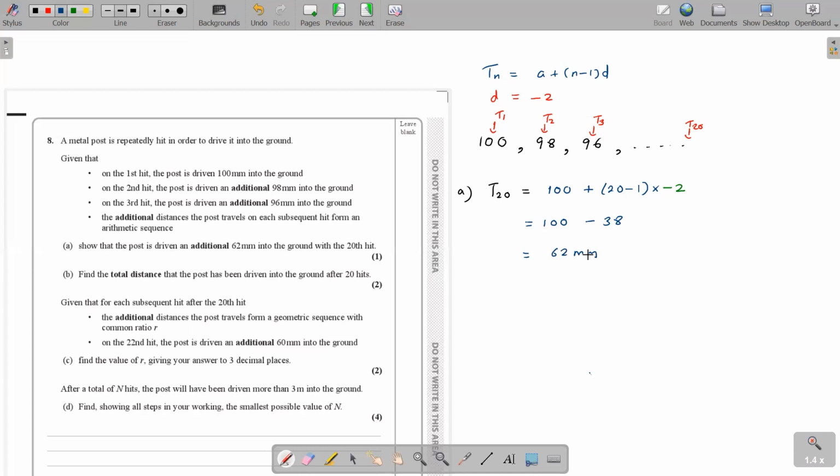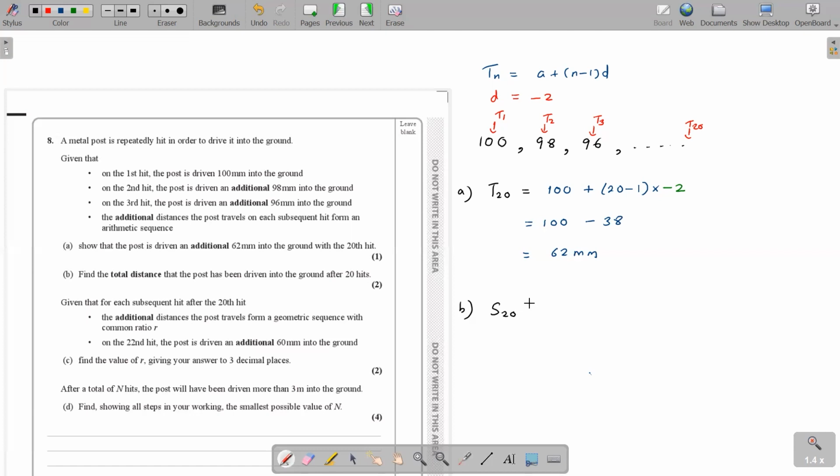Are you with me? Okay, then part B, they are asking you to find the total distance the post has been driven into the ground after 20 hits. What should you do? With each hit, the additional distance you travel into the ground is given, right? So if you want to find the total distance the post has gone into the ground, we should take the sum of the 20 terms.